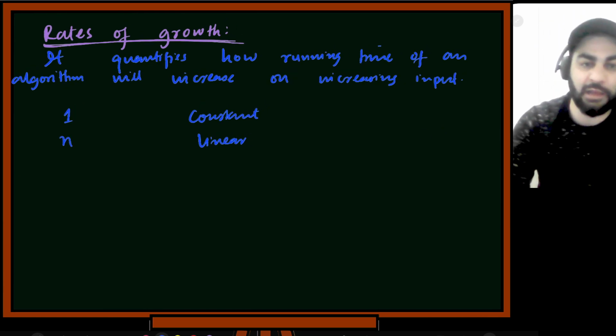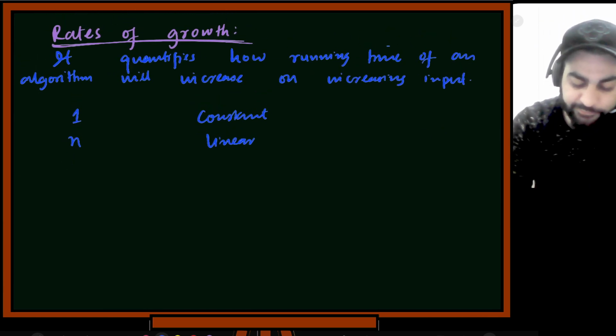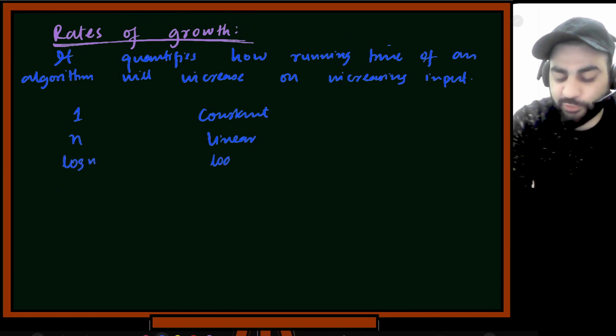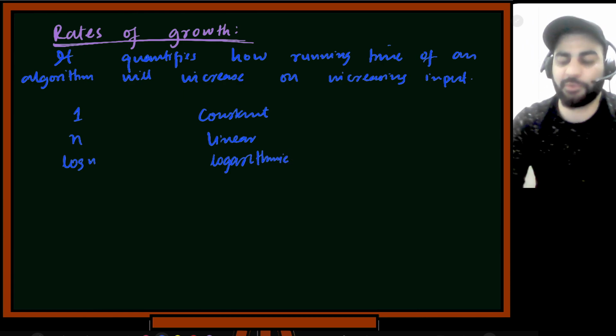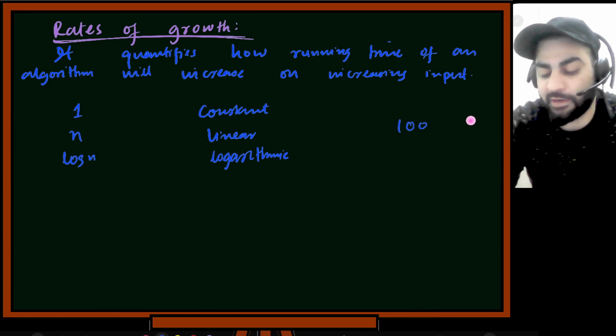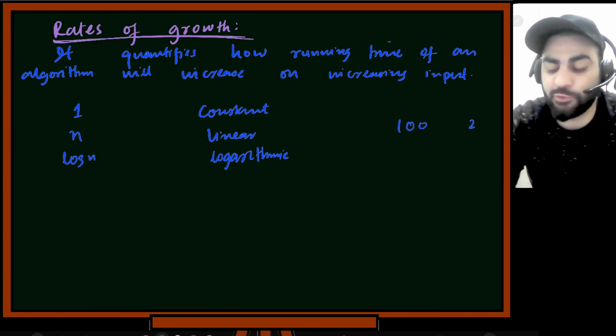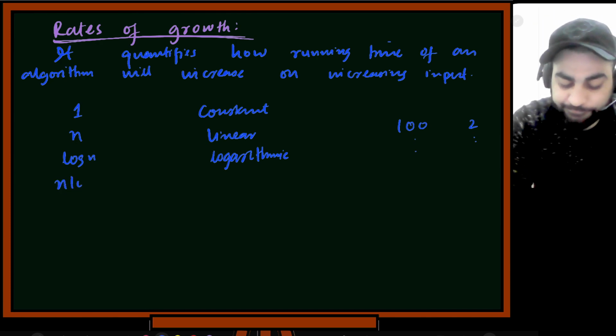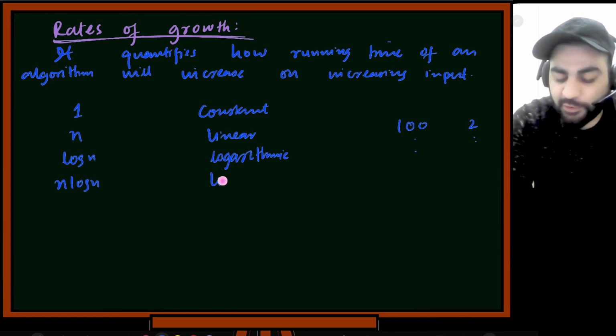Then we have logarithmic. This is called logarithmic growth. What is the meaning of logarithmic growth? Let's suppose you have 100, and log of 100 to the base 10 is 2, so it will take 2 seconds. So it will be logarithmic. And then we have something called linear logarithmic, n log n.